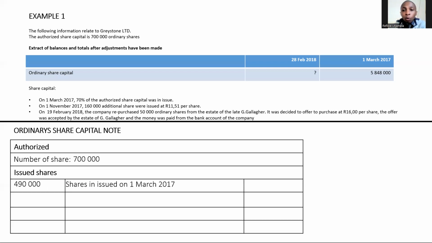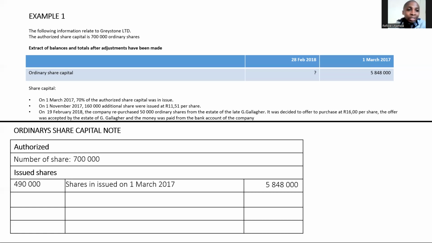And the share capital raised from issuing 490,000 shares was 5,848,000 rand. Okay, so that's what we have raised by issuing only 490,000 shares, and we managed to make 5,848,000 rand. So that is a rand value. On your left-hand side, that 490 is just the number of shares that we have issued.